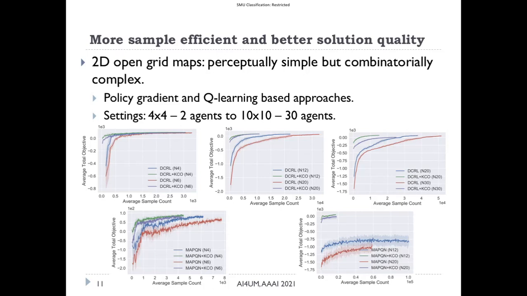The top row shows the results for policy gradient, and the bottom 2 plots show the results for Q-learning based algorithm. For example, the rightmost figure in the top row shows results on a 10 cross 10 grid. The red curve in the figure represents the average total objective of 30 agents without our knowledge compiled framework, and the purple curve is with our framework. We can clearly see that the purple curve performs much better in terms of sample complexity and solution quality. Similarly for other settings, RL algorithms combined with our framework perform better.